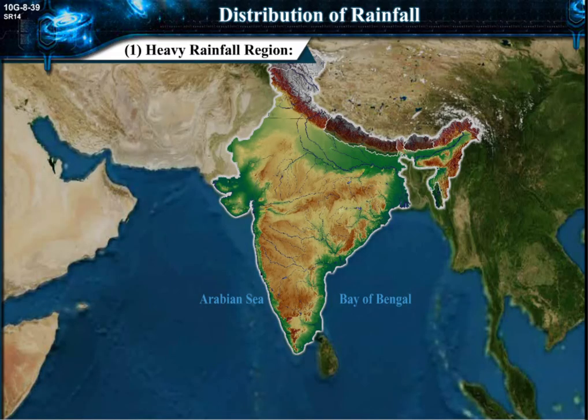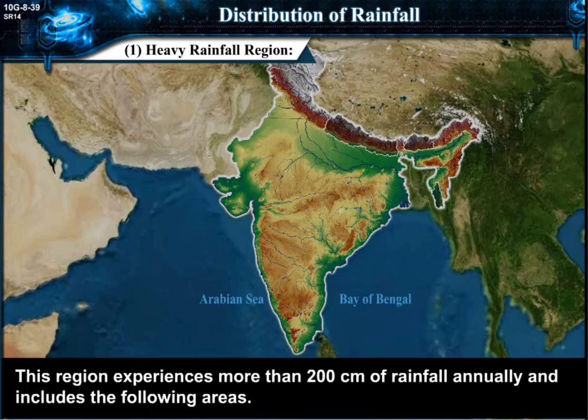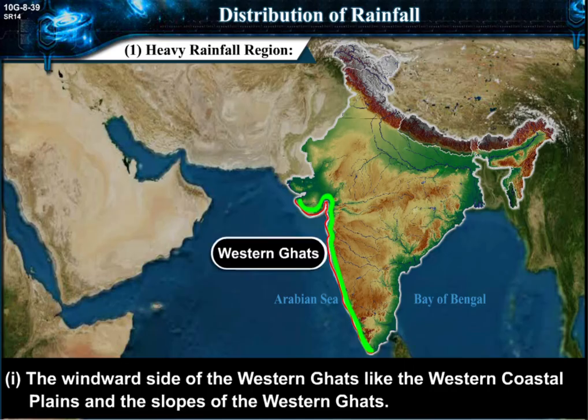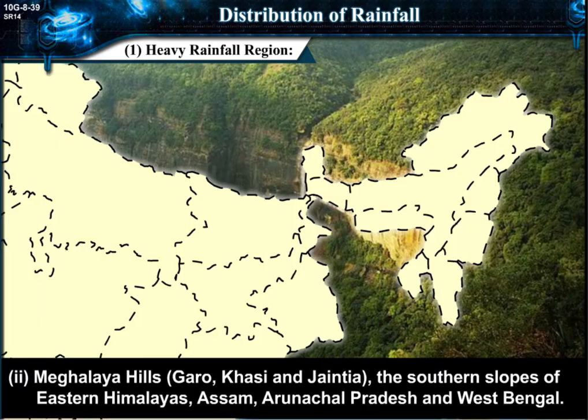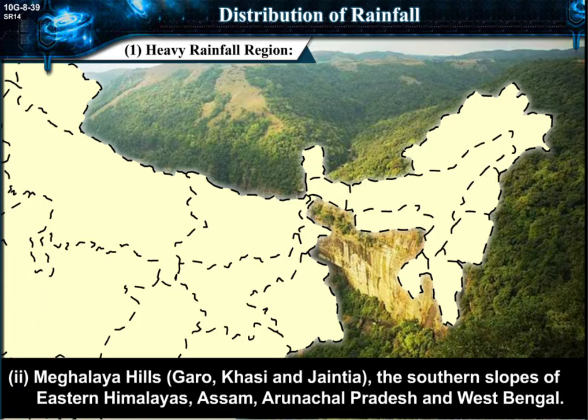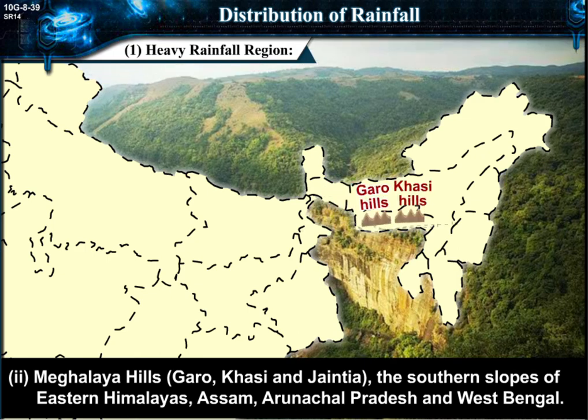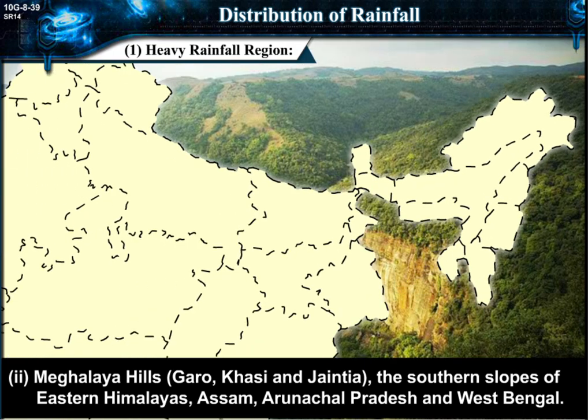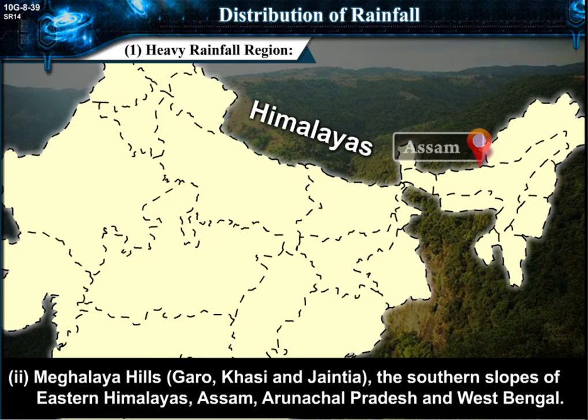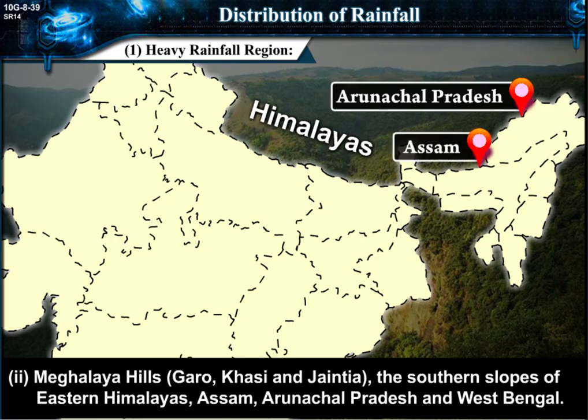1. Heavy rainfall region. This region experiences more than 200 centimeters of rainfall annually and includes the following areas. First, the windward side of the Western Ghats, like the Western Coastal Plains and the slopes of the Western Ghats. Second, Meghalaya Hills, Garo, Khasi and Jayantia, the southern slopes of Eastern Himalayas, Assam, Arunachal Pradesh and West Bengal.